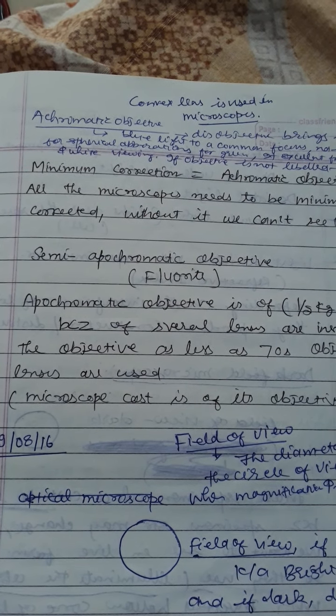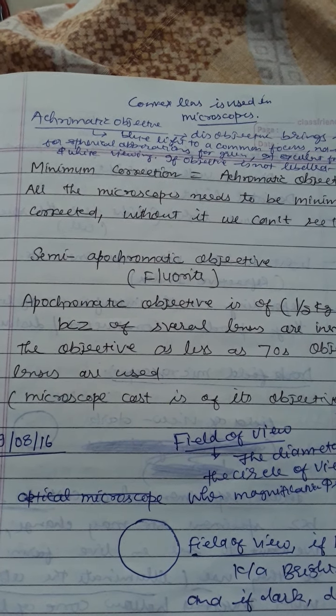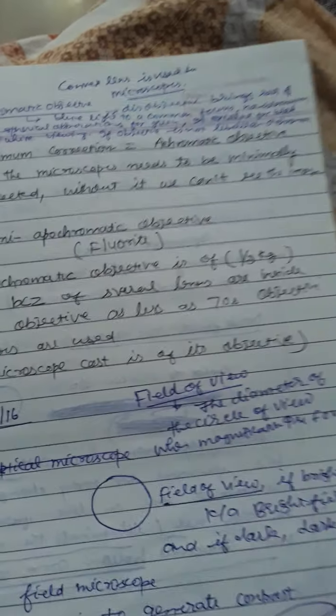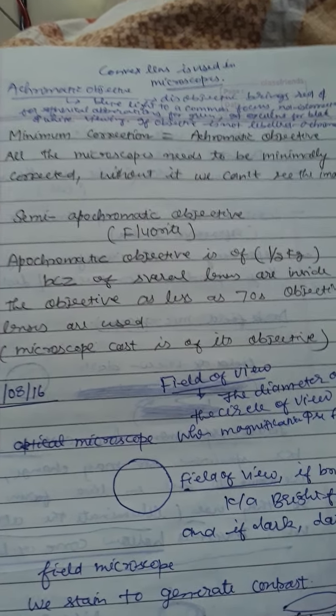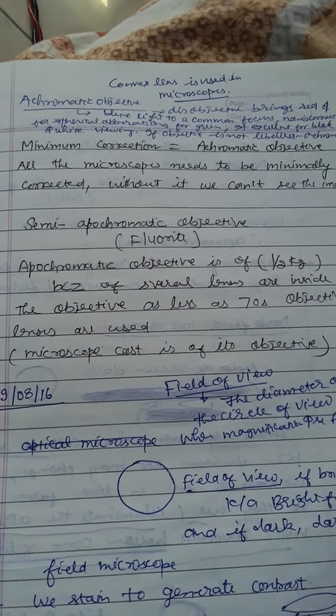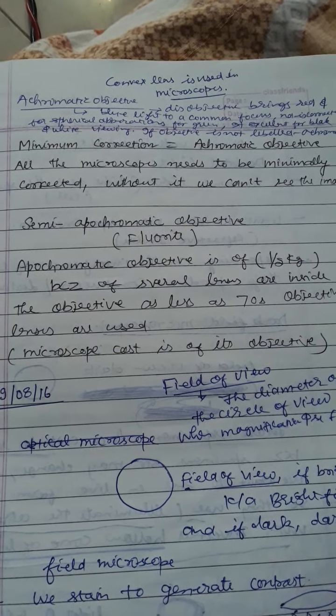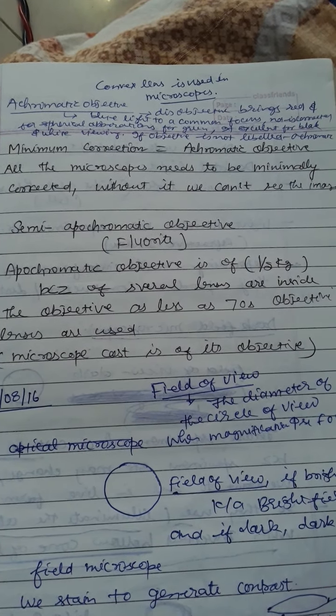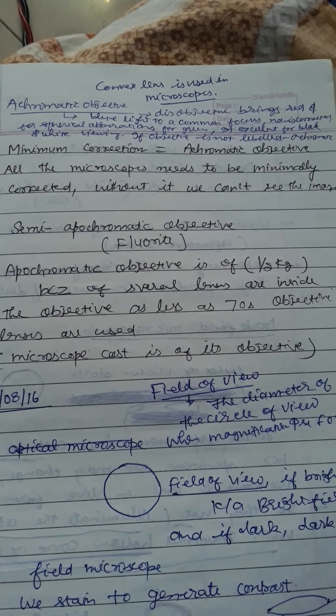Second, the apochromatic objective. An example is fluorite. An apochromatic objective weighs half a kilogram. It is too heavy because several lenses are inside the objective, as many as 70 lenses are used, and the microscope cost is also due to its objective.